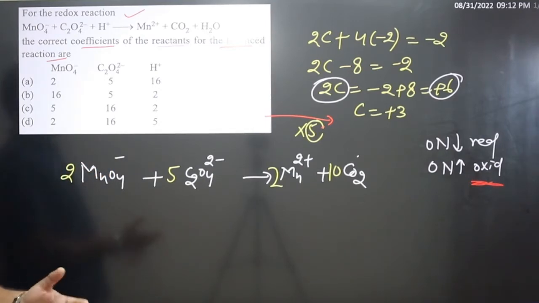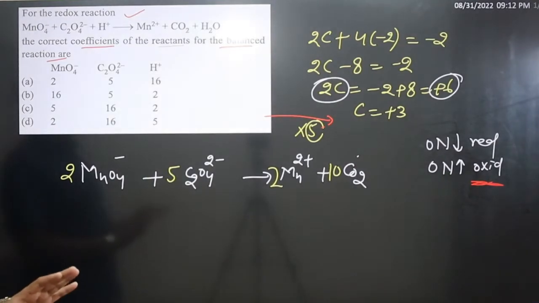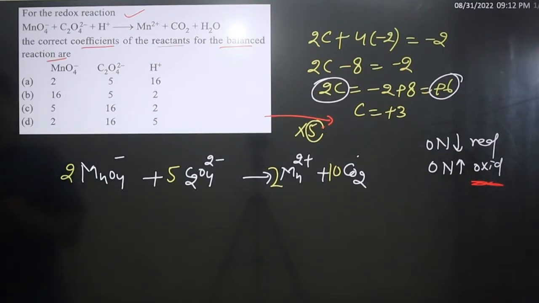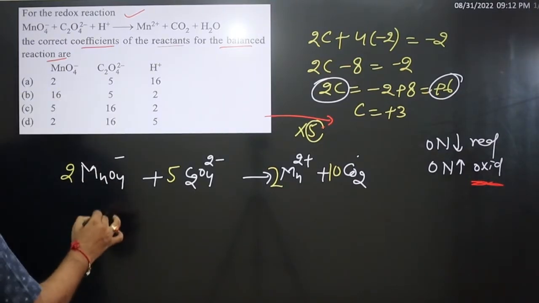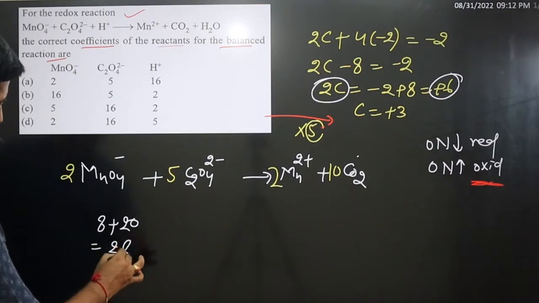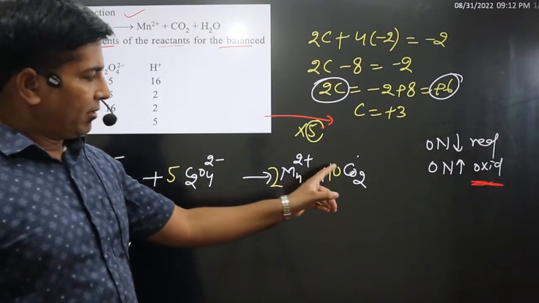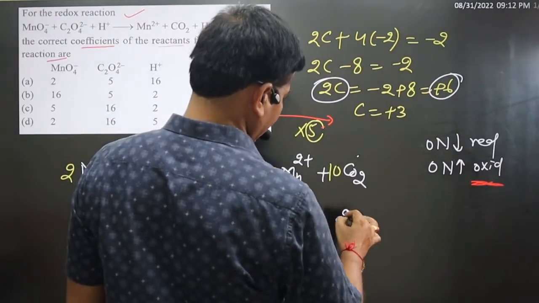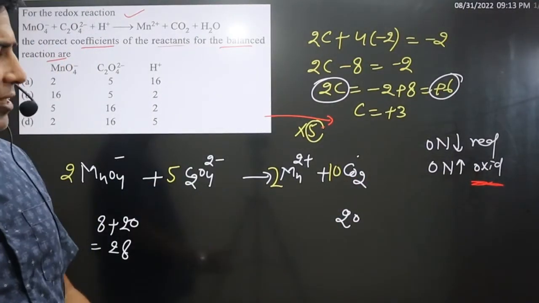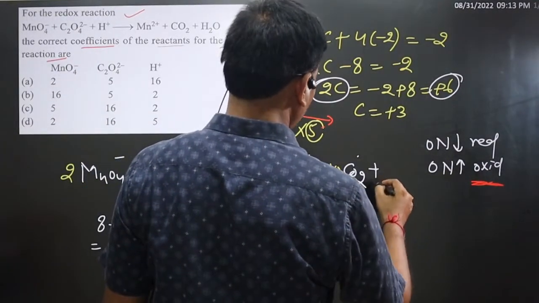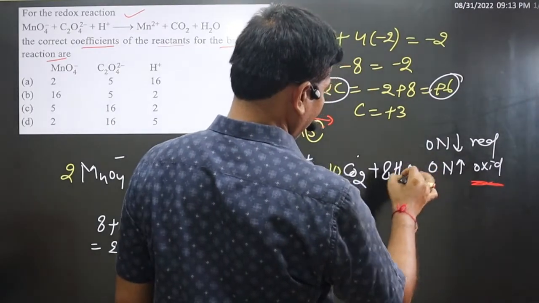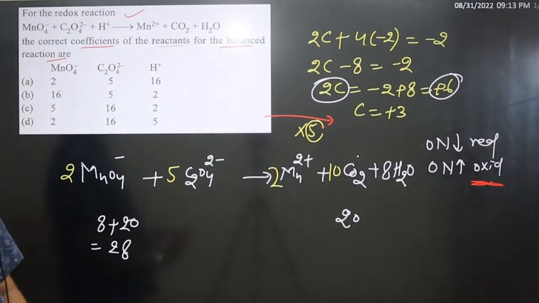Now we can balance oxygen as well as hydrogen. Keep in mind we have to balance this equation in acidic medium. On the left side, how many total oxygen are there? 4 times 2 is 8, 5 times 4 is 20, so the total number of oxygen is 28 on the left side. On the other side, 10 times 2 is 20 oxygen. So we are running short of 8 oxygen on the right side. To balance the oxygen, we can take help of water molecules. We attach 8 water molecules, equal to the number of oxygen atoms. Now the oxygen atoms are balanced.